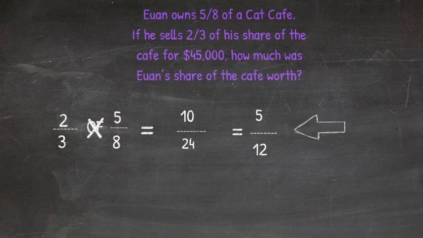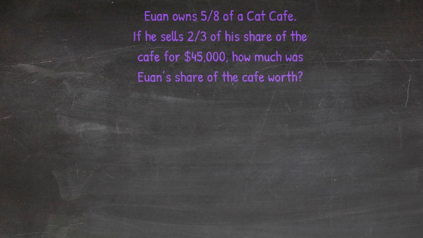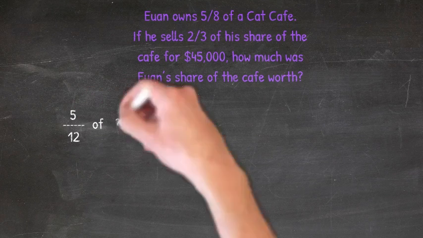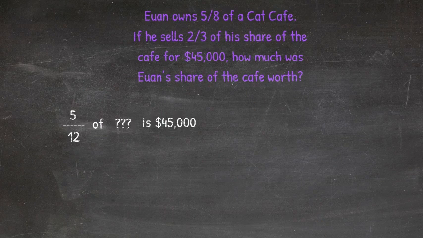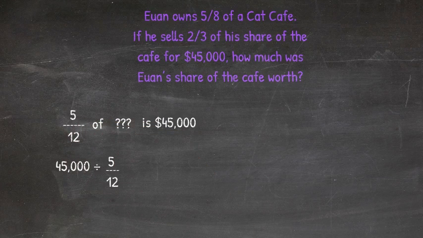Now we need to figure out what his whole share was worth. We can think about this the same way we tackled our percentage problems. 5/12 of something is 45,000. So using the same structure we used before, 45,000 divided by 5/12 will tell us that something.